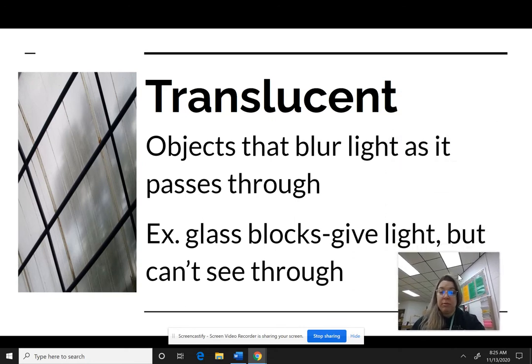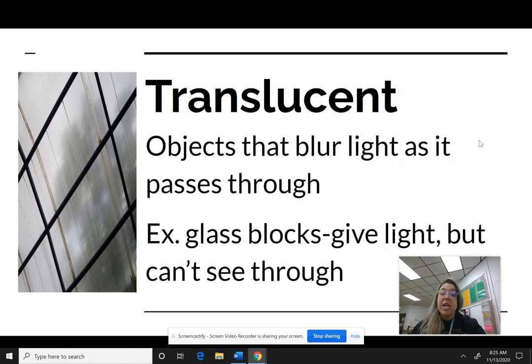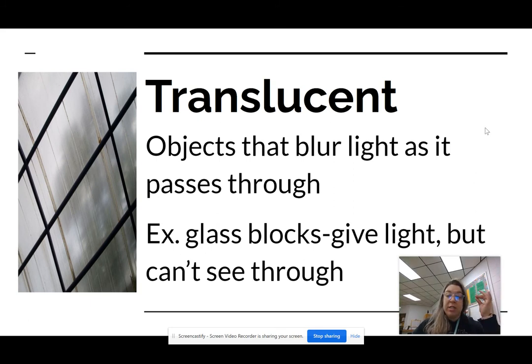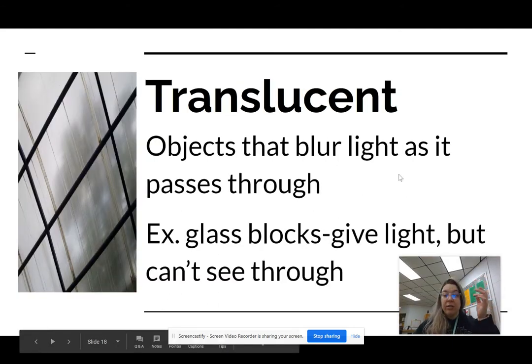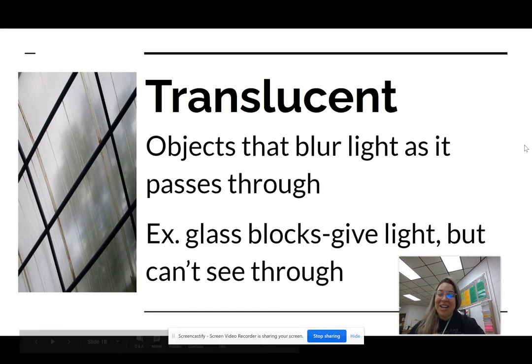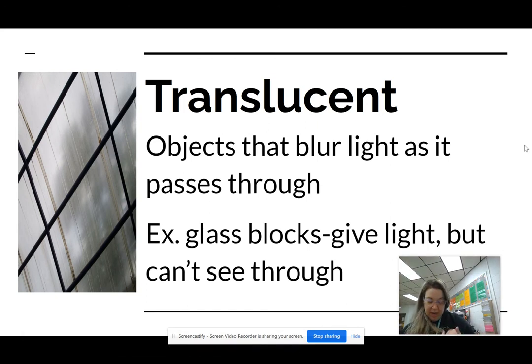Okay, next we're going to talk about, and I think these should be review for you. I'm pretty sure you guys have gone through this before, but just in case, we're going to go over it again. So we're going to talk about 3 different ways that light can go through things.